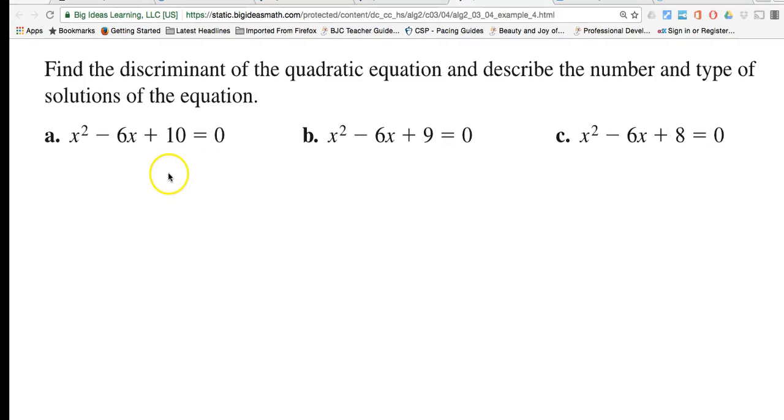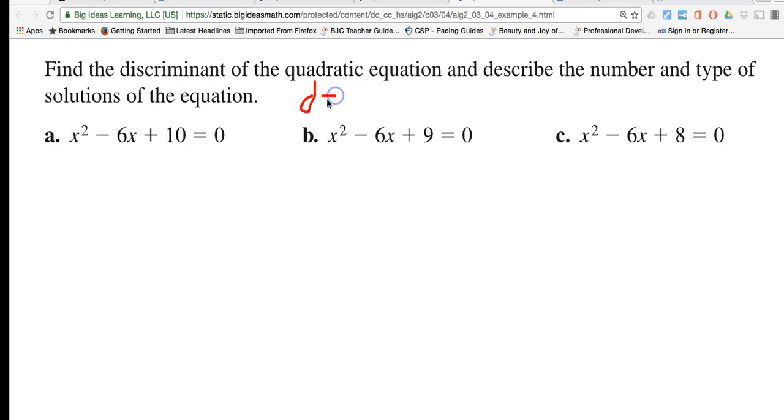Okay, in this example, we are looking at taking the discriminant of these quadratic equations and then using that value to talk about the number and type of solutions in this equation. We're going to look at A first. So what you want to do is first remember your equation for the discriminant.